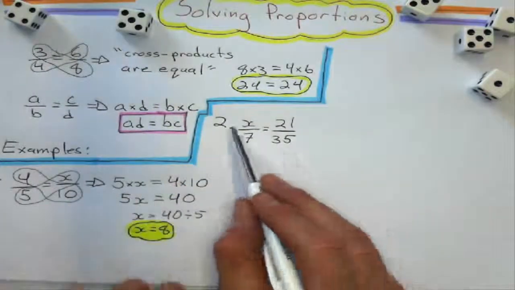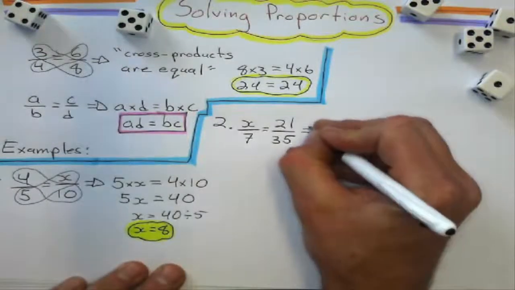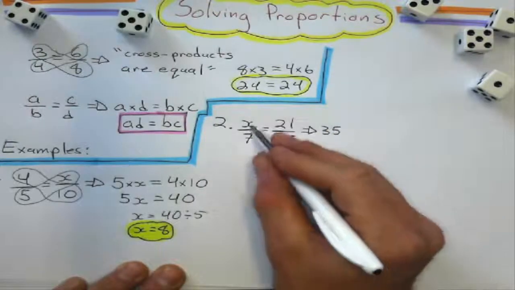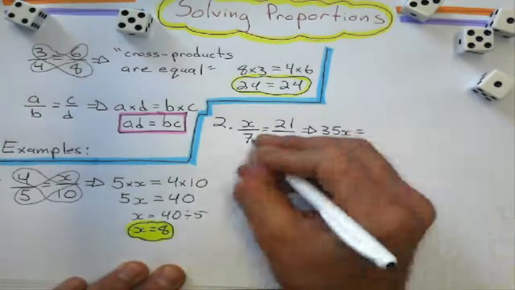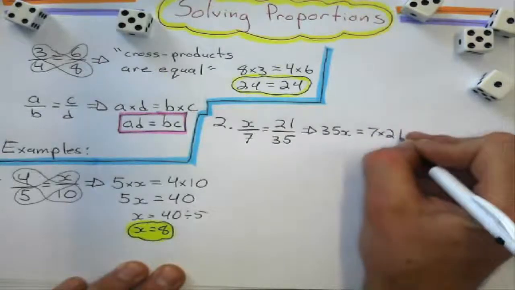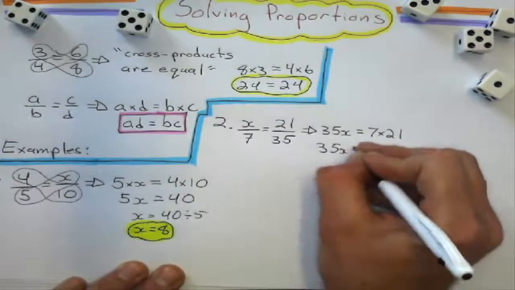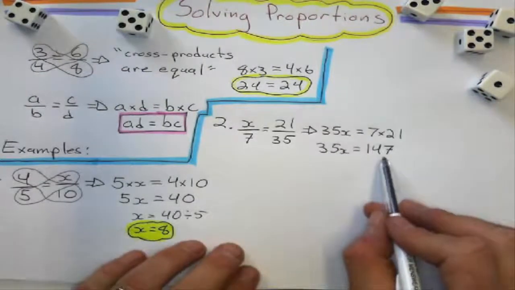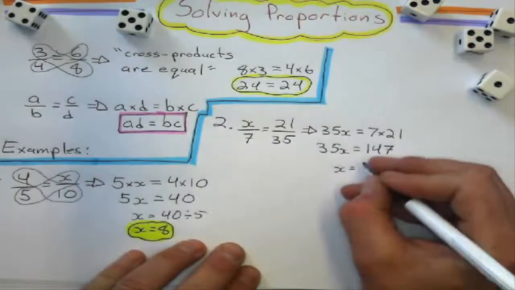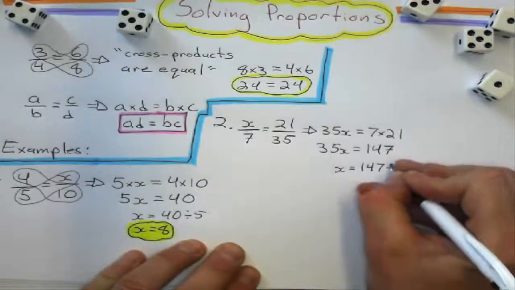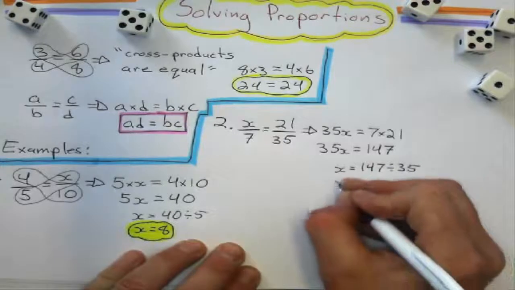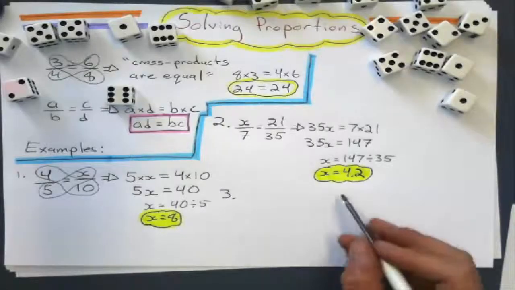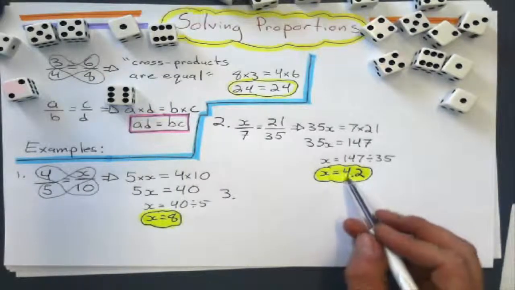So here's what I mean by it doesn't matter where the x is. All you need to remember is that you cross multiply. And this time I'm going to leave out the times sign and just do 35x equals 7 times 21. And I work out that 7 times 21 is 147. And so to solve for x, this number is not going to be as clean as the other one, but that's okay. I'll get 147 divided by 35. So I get 4.2 for my solution there.